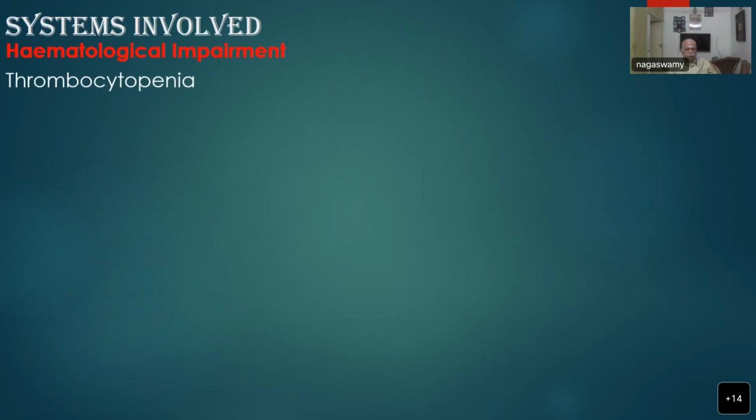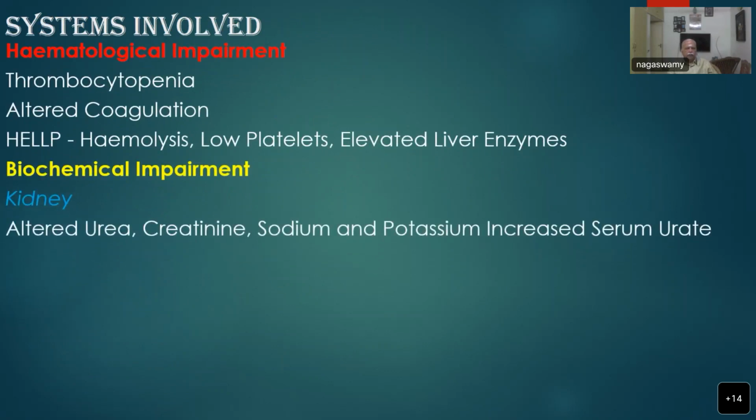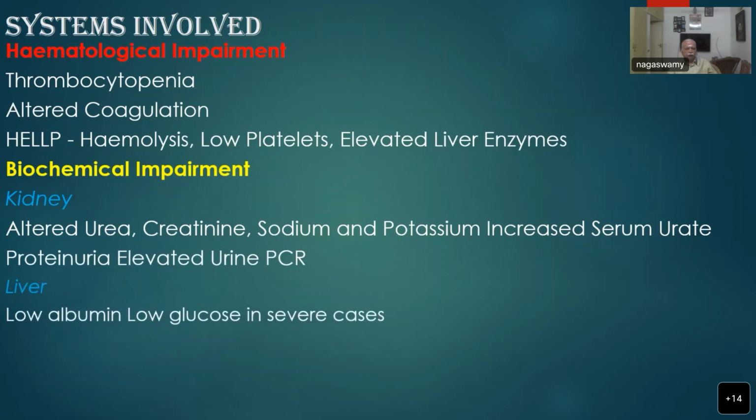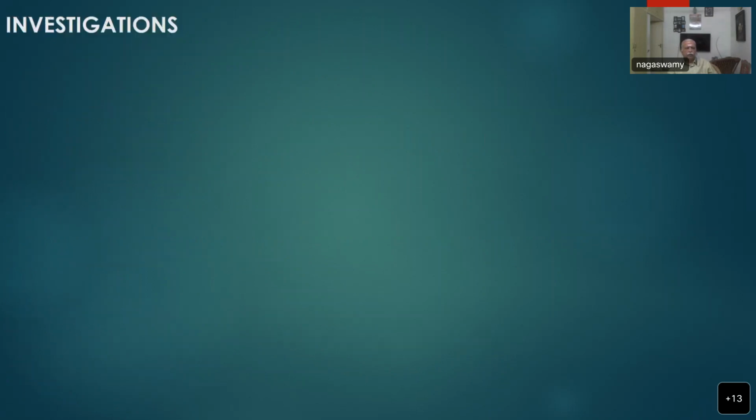Hematological system, it causes thrombocytopenia, altered coagulation, or a pattern like HELLP syndrome. The biochemical impairment can happen in the kidney: altered urea, creatinine, sodium, potassium, and proteinuria, the elevated urine protein creatinine ratio. And the liver also is affected, especially in HELLP syndrome: low albumin, low glucose in severe cases, elevated liver enzymes, and bilirubin levels are also high, so the patient may be jaundiced.